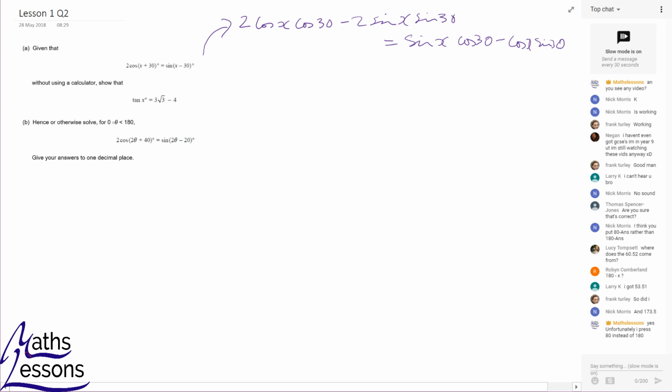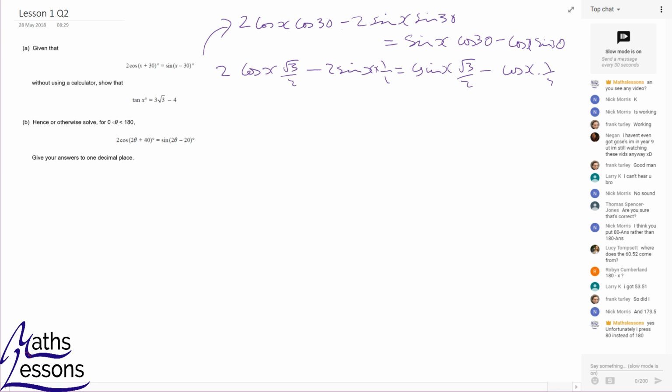So therefore we can get all the cosines on the same side. If we get all the cosines on the same side, let me simplify this. That's going to be root 3 times cos x. And I'm going to get minus a half, or actually plus when I get to the other side, a half cos x. And then on the other side, I'm going to get root 3 over 2 sine x. And I'm going to take this to the other side. That will just be plus sine x.